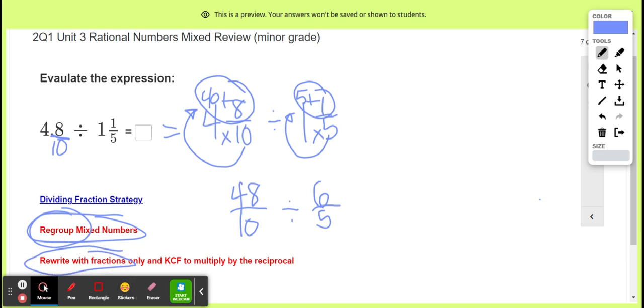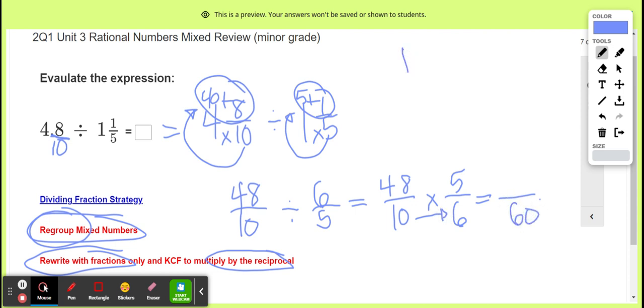Now we're going to rewrite it using the reciprocal. 48 over 10 times 5 over 6. So 10 times 6 is 60. 48 times 5. 5 times 8 is 40. Carry the 4. 5 times 4 is 20 plus 4. So we got 240, and that can be simplified.